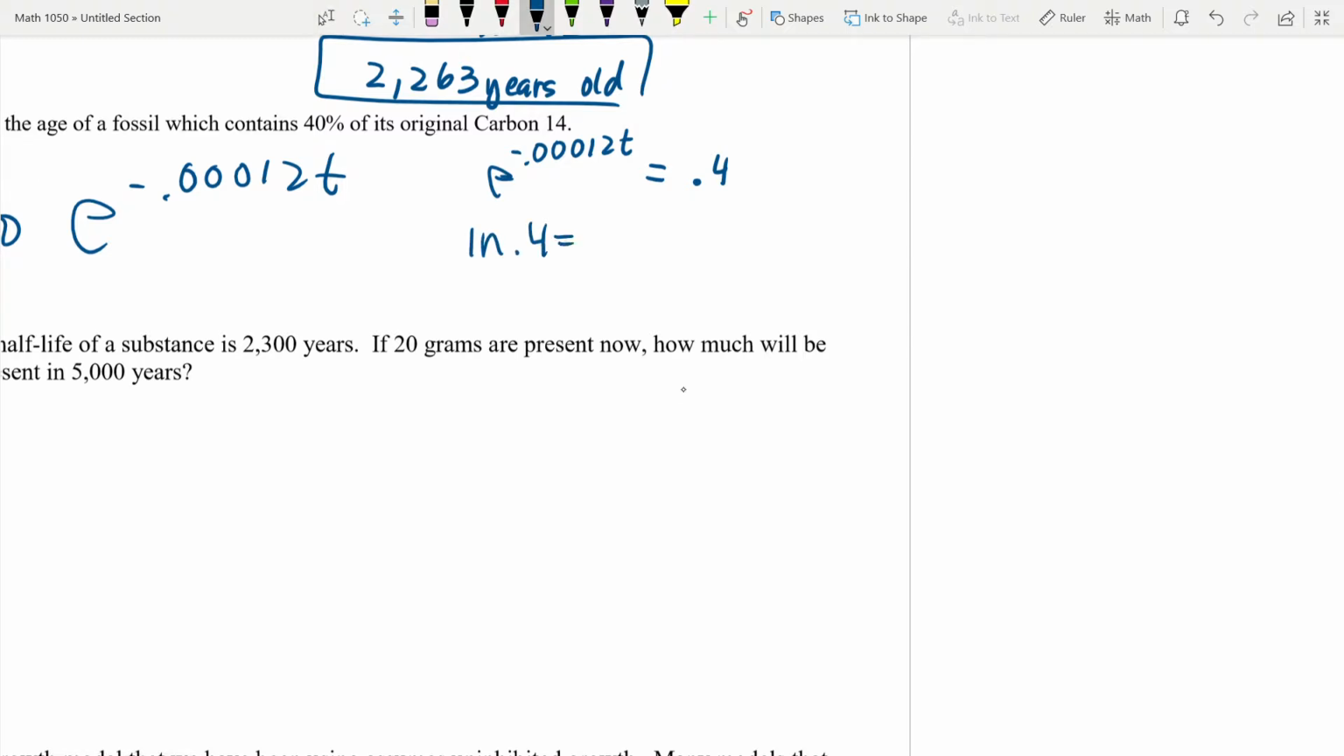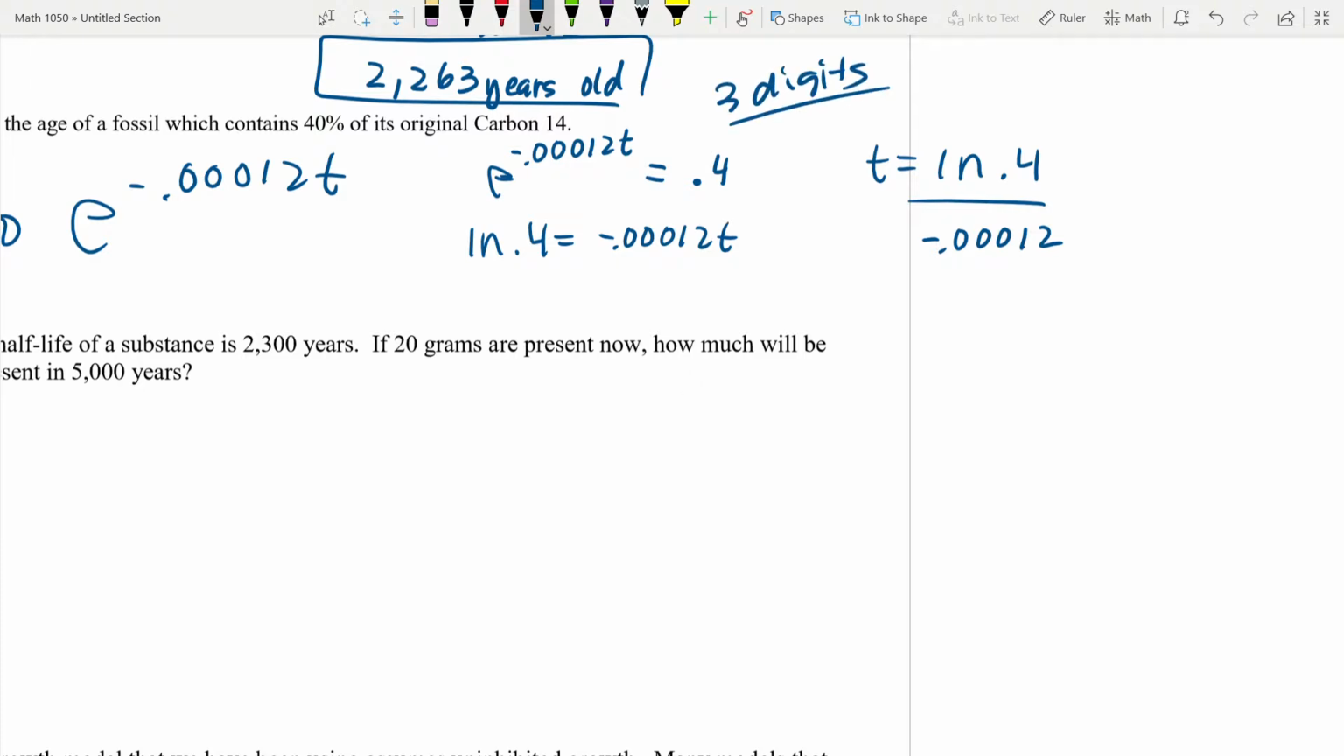Now I convert it. ln 0.4 is negative 0.00012 t. Then you divide, so it's ln 0.4 divided by negative 0.00012. Everybody go ln 0.4, close it off, divided by memvar, enter, enter, and just so you feel good back there, we're going to go 3 digits. Okay, so it's going to be 7,554.82, and that would be years.